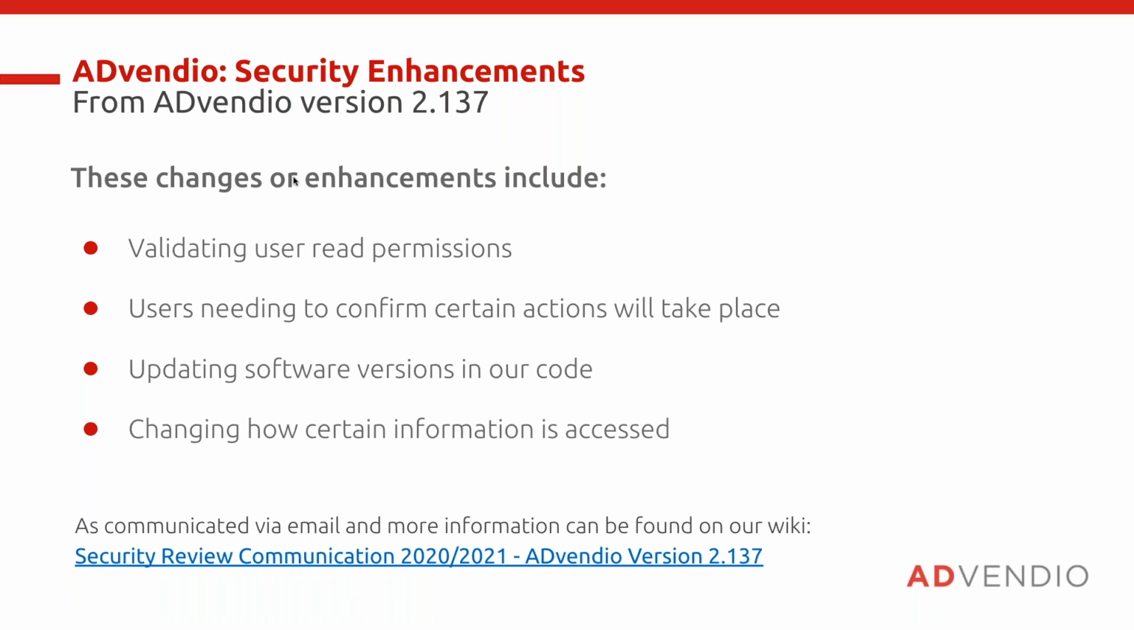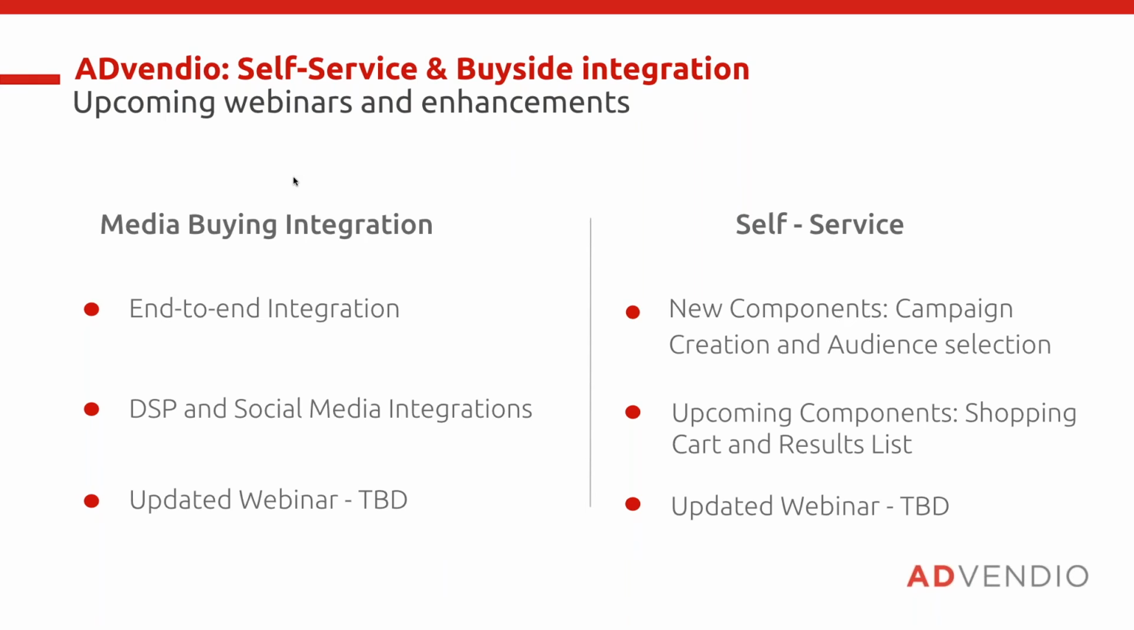And the next one, which you just got a sneak peek of because I accidentally went to the next slide too quickly, is things that we're working on in the background, which is our buying integration as well as our self-service. We're currently working on the media buying integration, which is of course also very important for the end-to-end integration of ADvendio. We're working on DSP and social media integrations. And there will be an updated webinar on this topic once we're further along in the process of the media buying integration. So keep an eye out for that one.